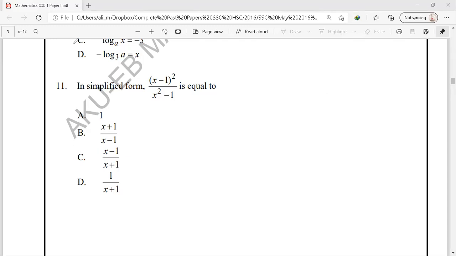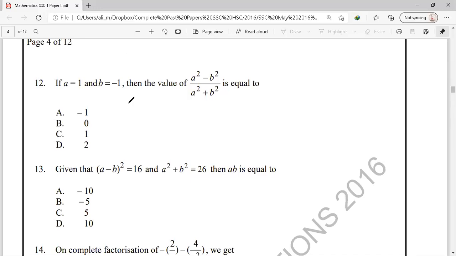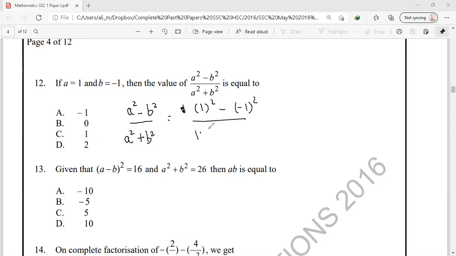So let's see question number 11 and 12 and 13. In question number 12, we have an algebraic expression: (a² − b²) over (a² + b²). We have to find the value of this expression for a equals 1 and b equals −1. So the value of a is 1 squared minus the value of b, which is −1 squared, divided by a squared, that would become 1 squared, plus b squared, that would be −1 squared.